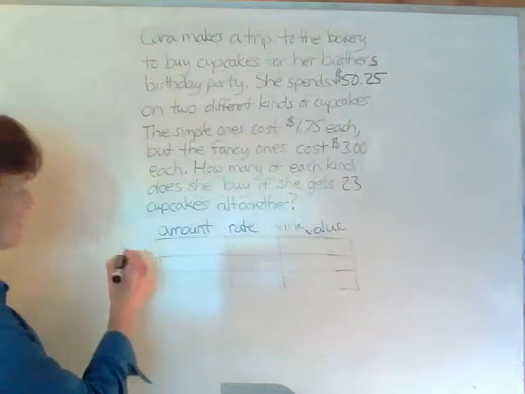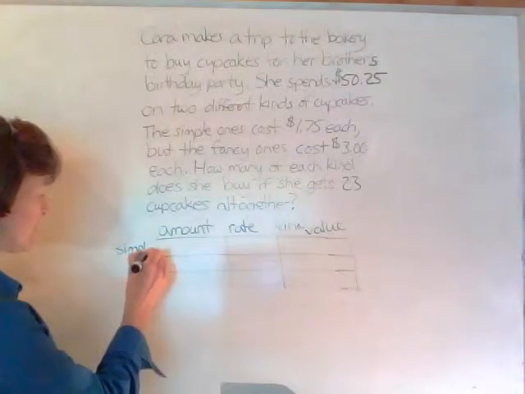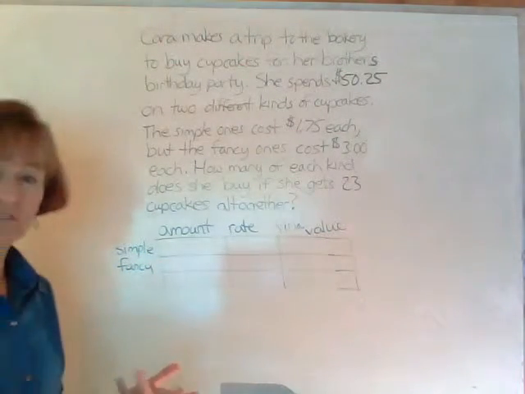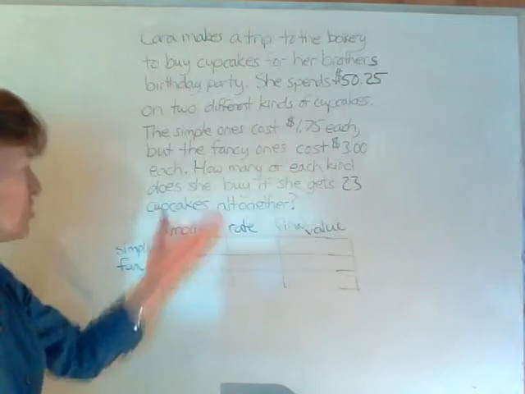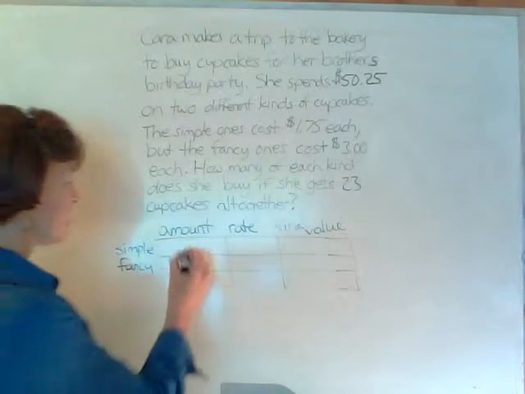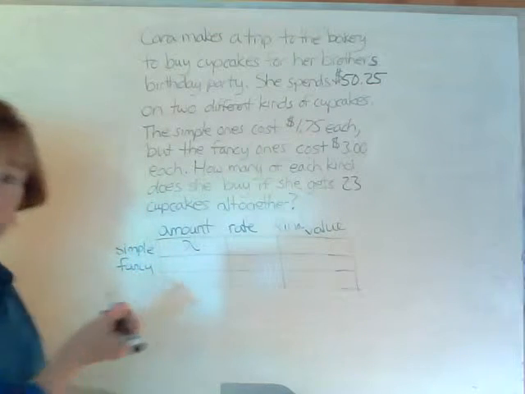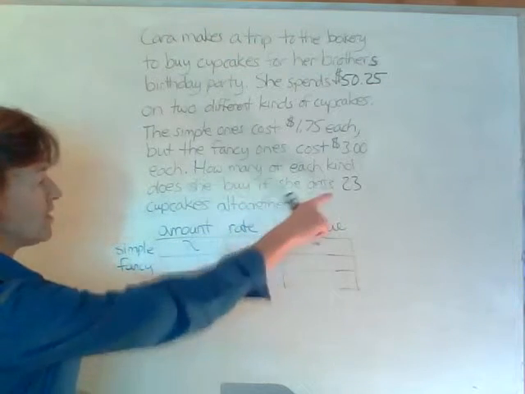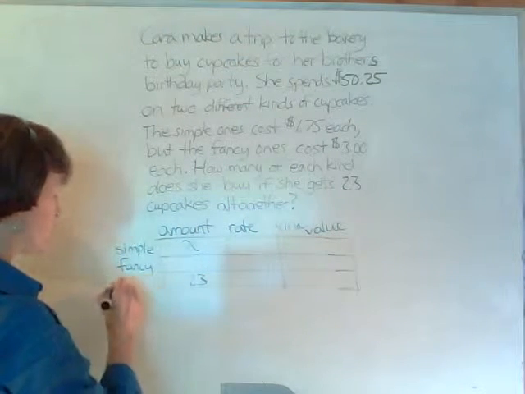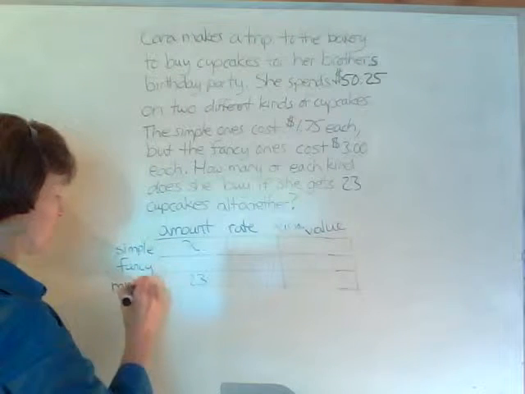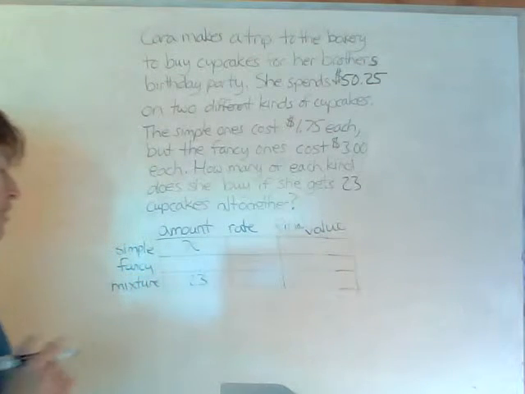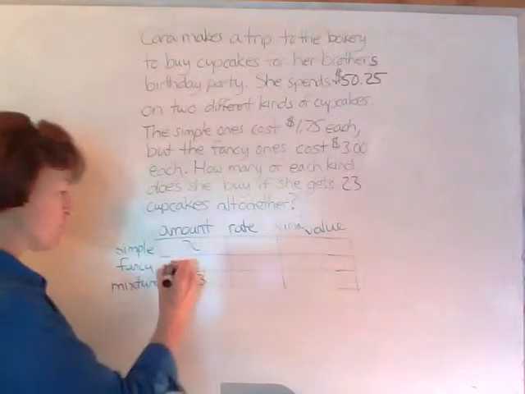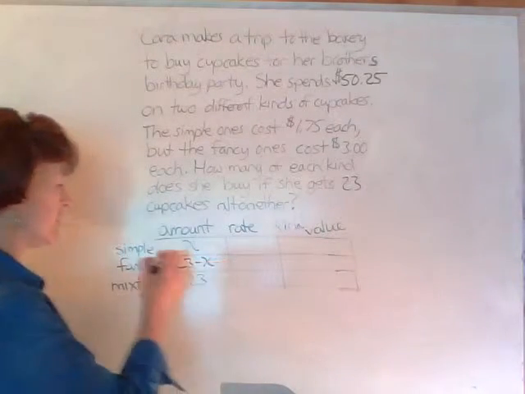So in this problem, the question is about amounts. Now I'm mixing simple cupcakes and fancy cupcakes, and I don't know how many of each I buy. In fact, that's the question. So I could say that I buy X amount of this kind. But I do know that we buy 23 altogether. 23 is the amount of the mixture. So this last row here is my mixture row. If X of them are simple, then the leftovers, or 23 minus X, are the fancy.